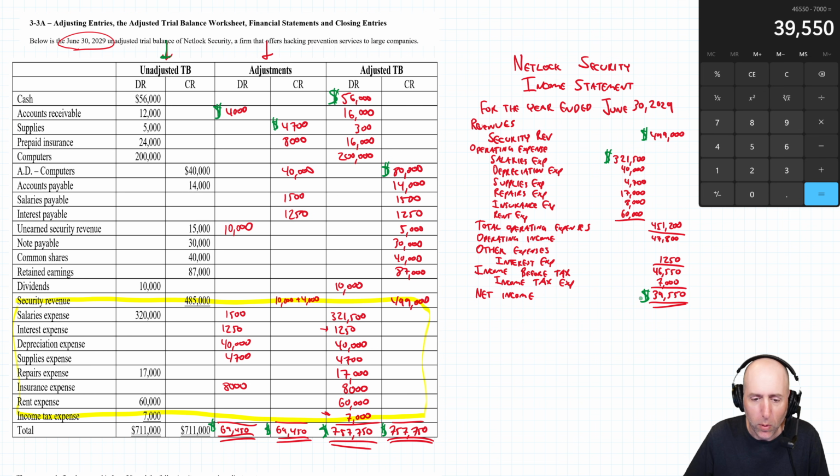I'm going to do the statement of retained earnings right below it. So it's a 3-line title, Netlock Security. I'm going to make it smaller just to make it all fit. Netlock Security.